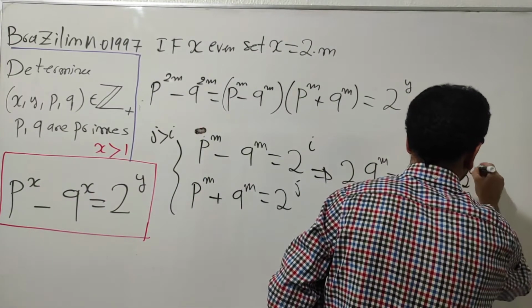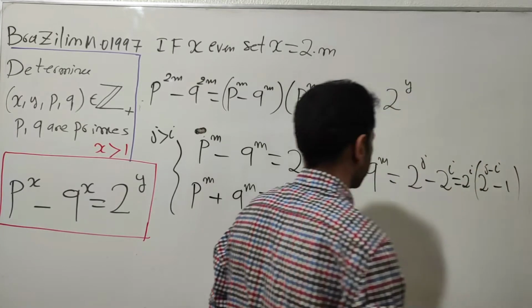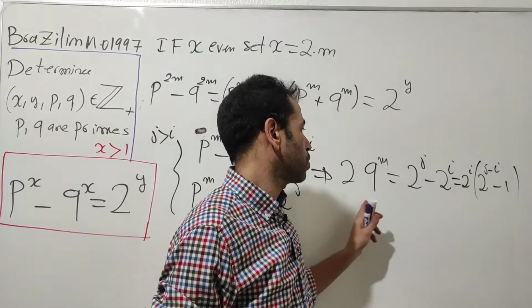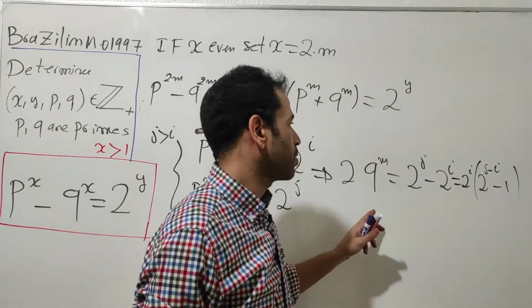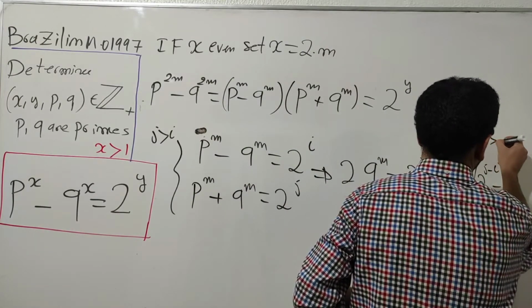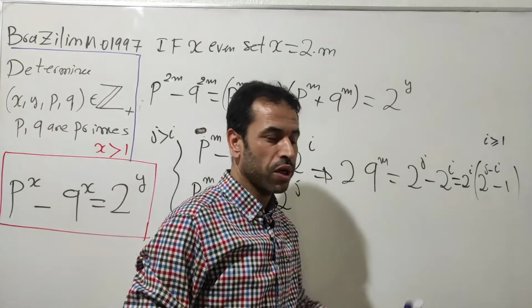By taking 2 to the i as a common factor, I get 2 to the j minus i minus number 1, like this. Then I have number 2 here. I'm going to divide both sides by number 2, keeping always i is superior or equal to 1. Okay, now we are going to divide both sides of this equation by number 2.